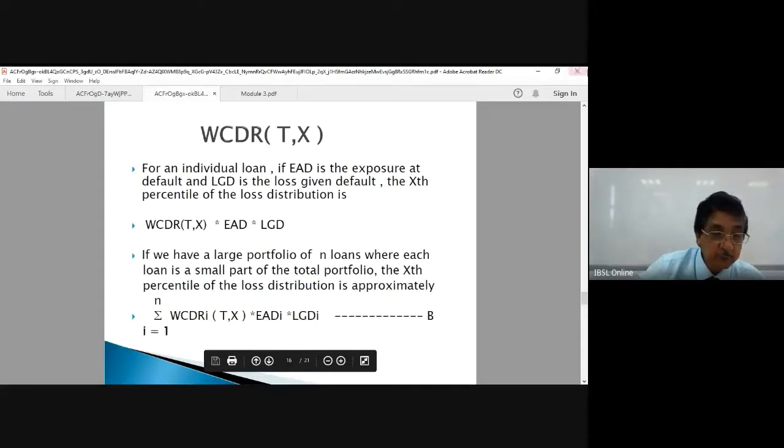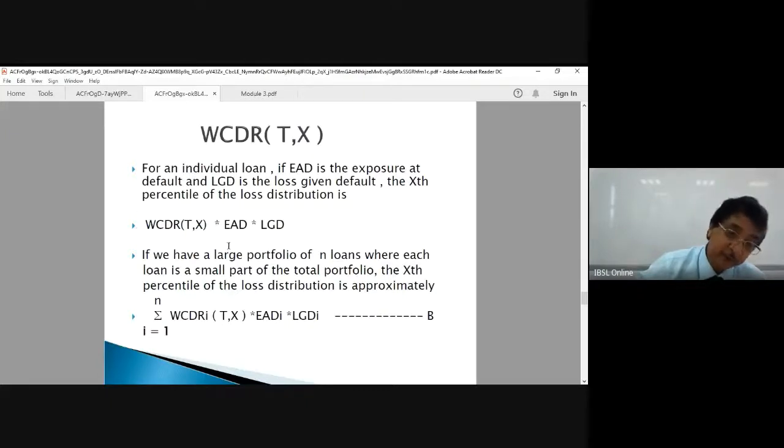If you find out the WCDR, or worst case default rate, we are in a position to calculate it for an individual loan. And as I told you last time, this gives the unexpected loss even. When you calculate this, you can get the unexpected loss also, not only the expected loss.